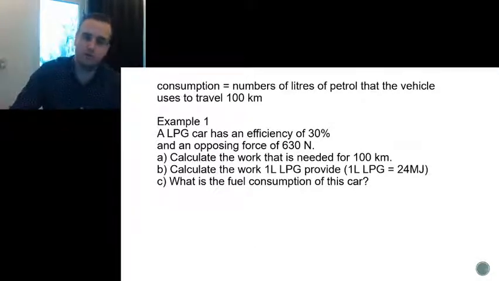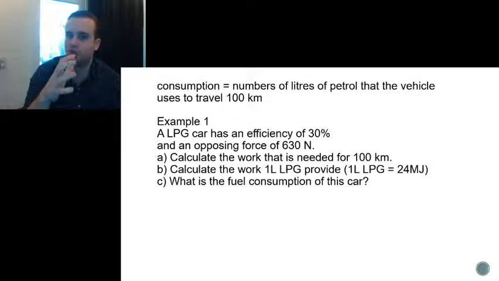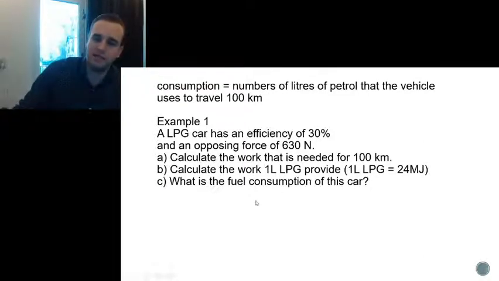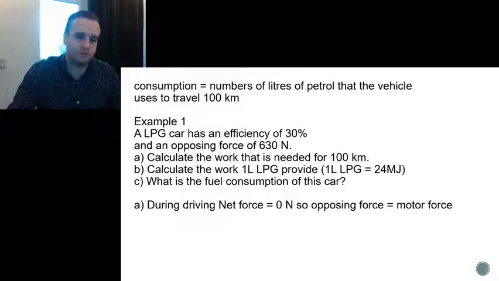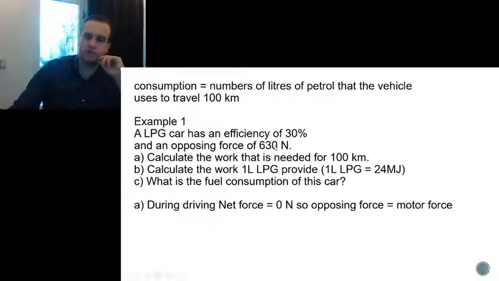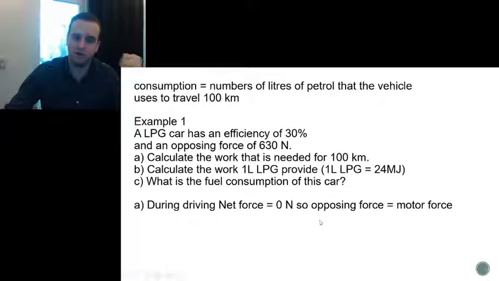We know an opposing force of 630 Newton, and we need to calculate first the work needed to drive 100 kilometer, and then calculate how much we can drive on 1 liter, provided then 1 liter of LPG gives 24 megajoule. We'll look into C when we get there. So first A. Remember, when we know the opposing force, we often also know the motor force. So in this case, the car is probably driving at a constant speed. So therefore, the opposing force of 630 Newton is equal to our motor force. And remember, when something is constant, net force is 0.